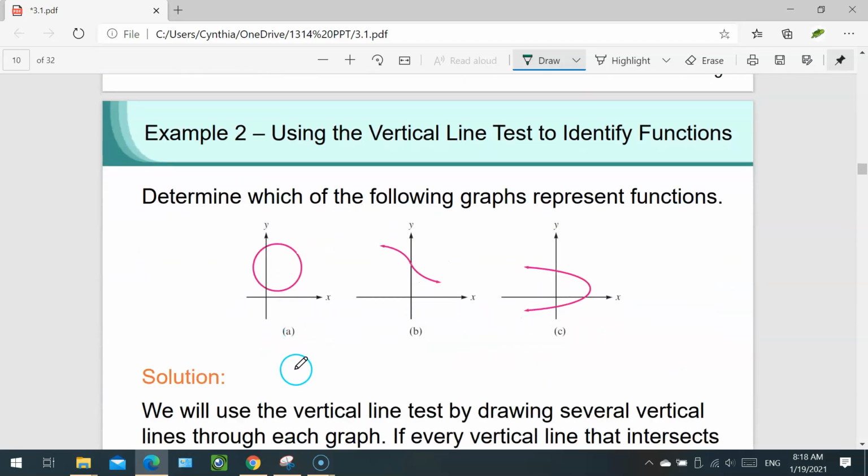So if we look at the example, the first graph, the vertical line test has 2 points. So this is not a function. This function, yes, it only passes through 1 point at a time. This curve, this graph, it passes through 2 points at a time, so it's not a function. So the vertical line will help us to determine whether the graph is a function or not, as long as the vertical line passes through the graph 1 point at a time.